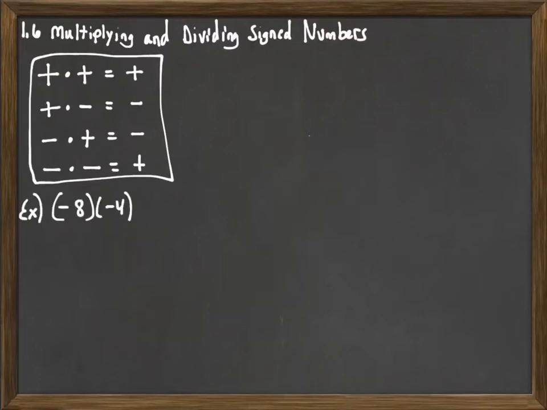First we have negative 8 times negative 4. So first we just multiply 8 and 4 to be 32. Because we have two negatives involved, the answer is a positive 32.